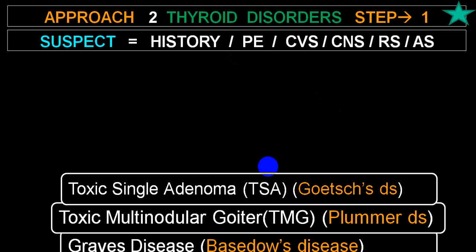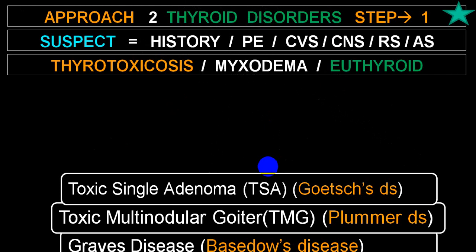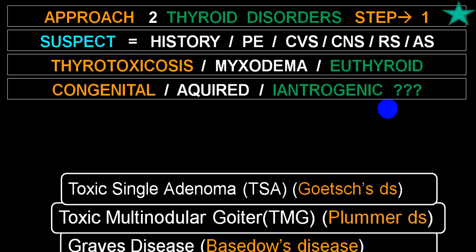So while approaching thyroid disorders and going to a thyroid function test, you must suspect what type of disorder the person is having by history, physical examination, and systemic examination. It can be thyrotoxicosis, or it can be myxedema, or we call hyperthyroidism, hypothyroidism, and euthyroid. And clinical symptom wise, thyrotoxicosis or myxedema, which you can identify by clinical examination. But by laboratory, you can call hyper or hypothyroid. By a good history, you can decide regarding congenital, acquired, or iatrogenic.